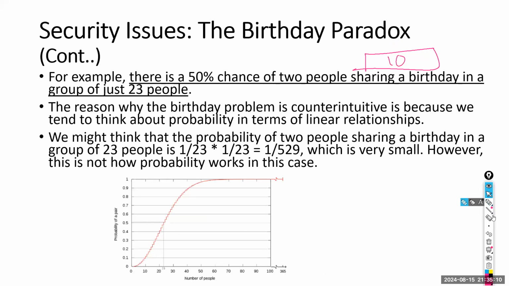So this diagram explains it. Look at this. If we have 10 students, what is the probability of two students having the same birthday?